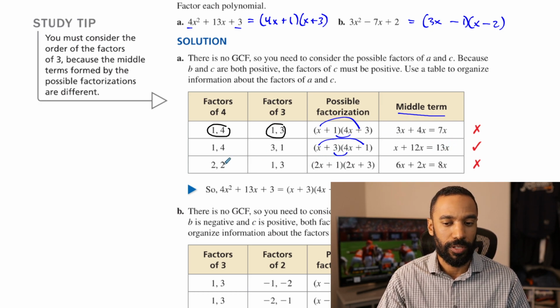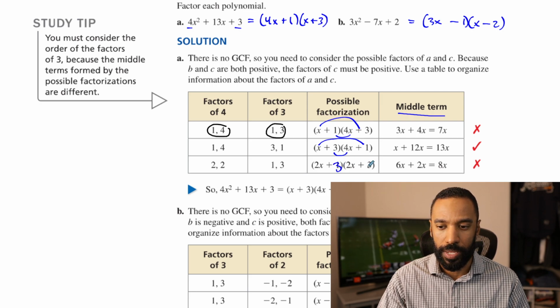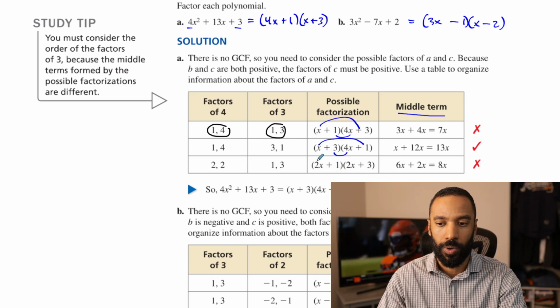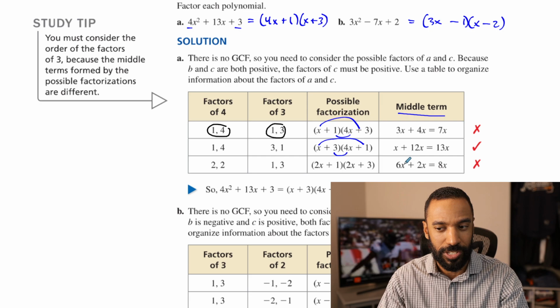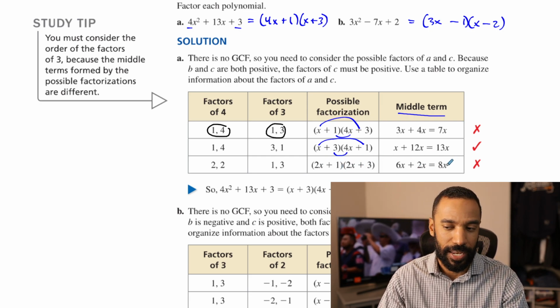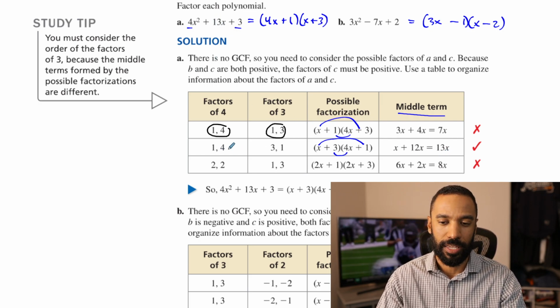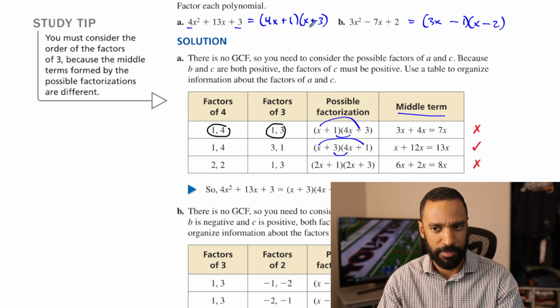Just to show a little bit more, let's try what 2 and 2 would have given you. Factors of 4, 2 times 2, with 1 times 3. This time the 1 and 3 don't matter where you put them, because if I put a 3 here and a 1 here, when I FOIL, I'm still doing 2 times 1 and 2 times 3. Whereas here I'm doing 2 times 3 and 2 times 1. They still multiply to 6 and 2. 6x plus 2x is 8x, which is not 13x. You're trying to get to 13x, and it seems like it was the middle one that worked out. So your answer there is 4x plus 1 times x plus 3.